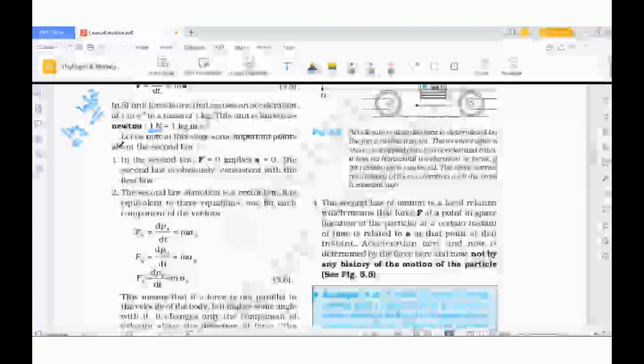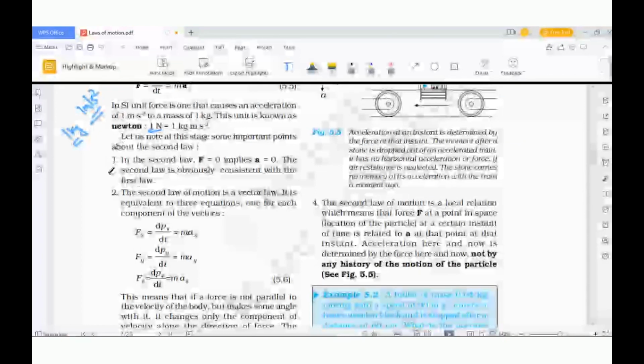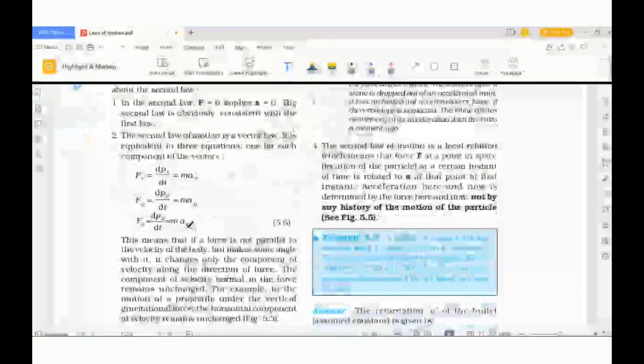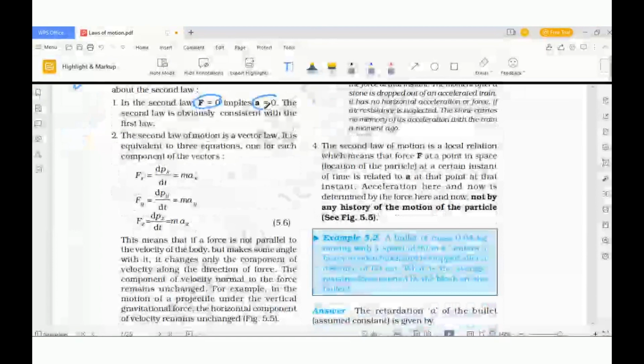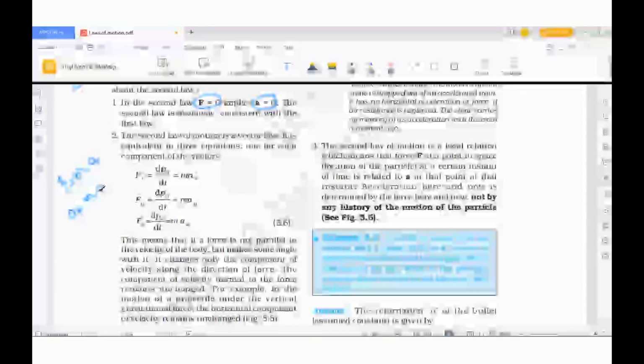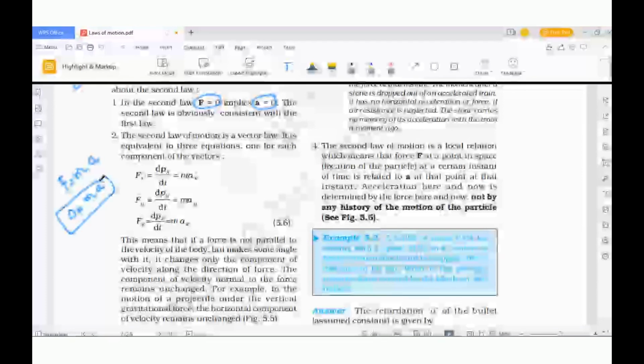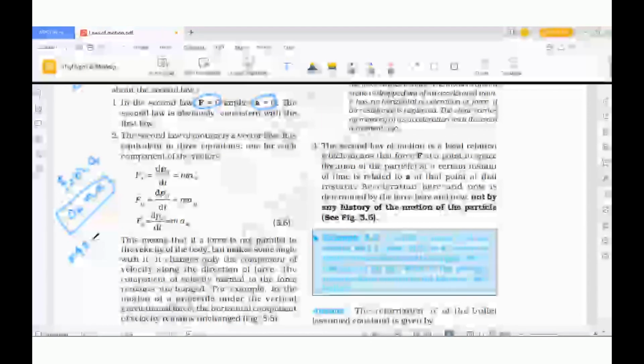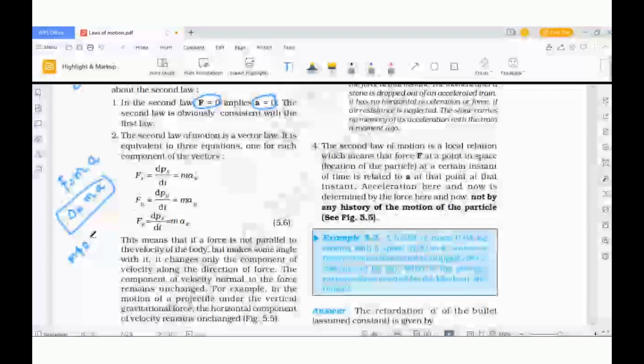Now, some points with respect to your second law. If I say the applied force is 0, then what do you get? Your acceleration is 0. Do you agree? F is equal to m into a. If force is 0, then the product of m into a must be 0. But m cannot be 0, no? Mass definitely exists. So if mass cannot be 0, then acceleration must be 0.